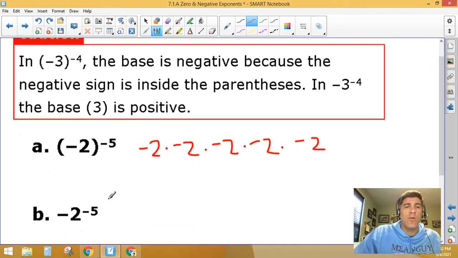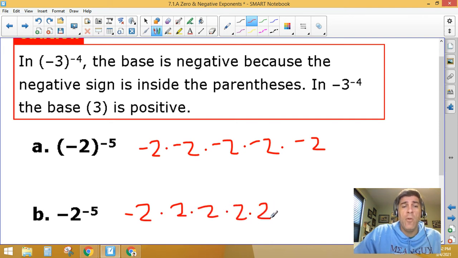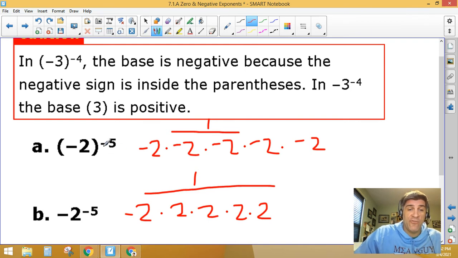So if it attaches itself to parentheses, that means everything in the parentheses gets the exponent. Take a look down here. See this negative 5? It's only attached to the 2 because there are no parentheses. So what this problem means is negative 2 times 2 times 2 times 2 times 2. I'm sorry, this should have been 1 over that and 1 over this. My apologies, because it's the reciprocal of it. But this negative sign, there's only one negative sign because the exponent is only attached to the number in letter B, whereas the exponent is attached to the parentheses, which has the negative value inside of it.